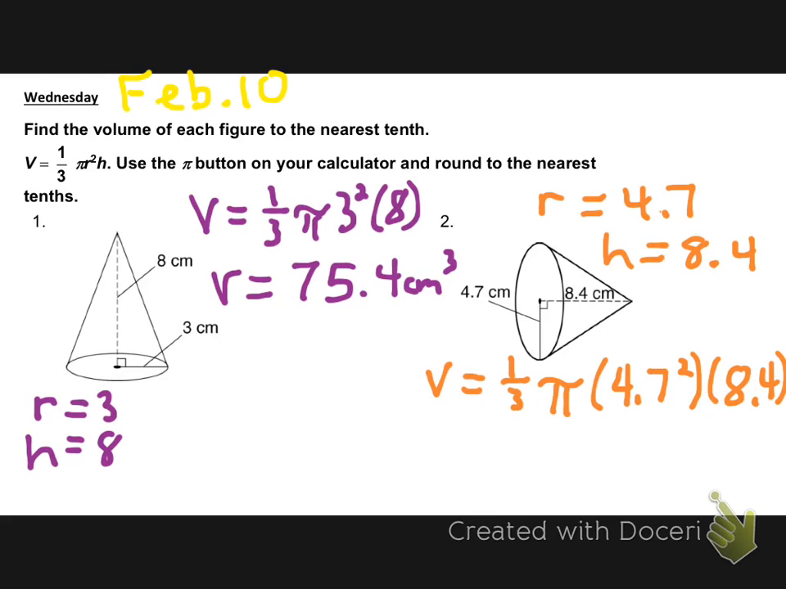So you could just put that in the calculator as 1 divide 3 times pi times 4.7 squared times 8.4. When you put that in the calculator, remembering to use that pi button, you're going to get 194.3 centimeters cubed.